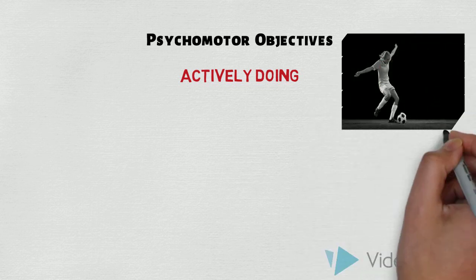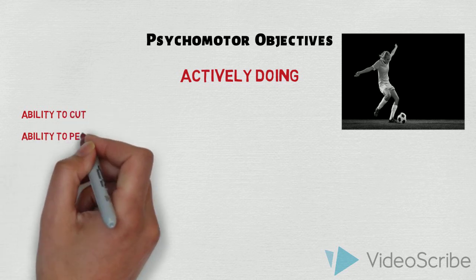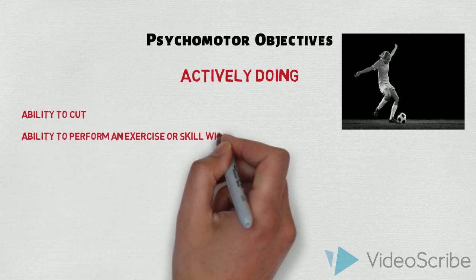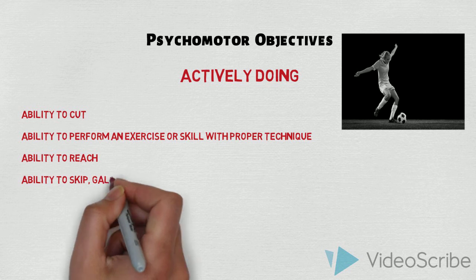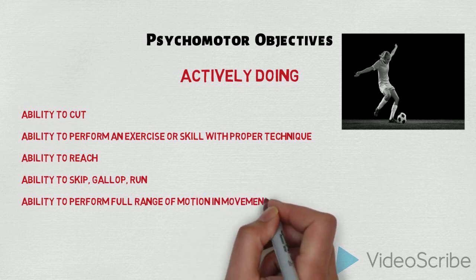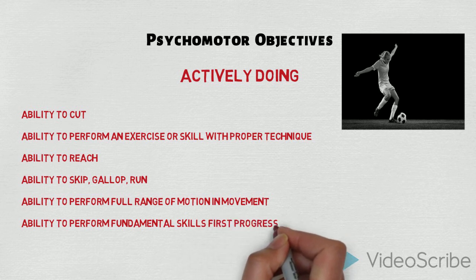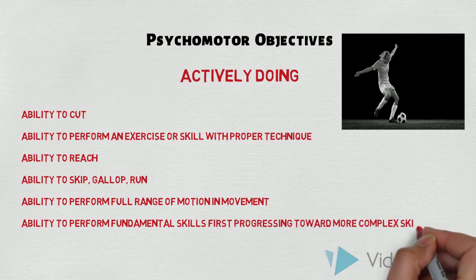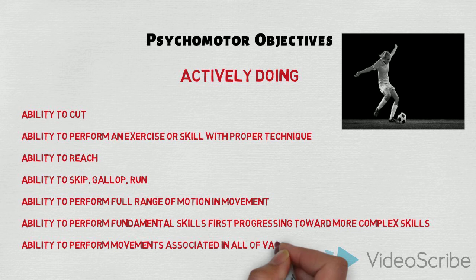Psychomotor abilities are physical movements, which are obviously influenced by physical growth and maturation. Nonetheless, psychomotor abilities include, but are not limited to, the ability for athletes to cut, the ability of an athlete to perform an exercise or a specific technique in a skill, the ability to reach, the ability to skip, gallop, or run, the ability to perform full range of motions and movement, the ability to perform fundamental skills first, progressing toward more complex skills, the ability to perform movements associated in all of various metabolic pathways.